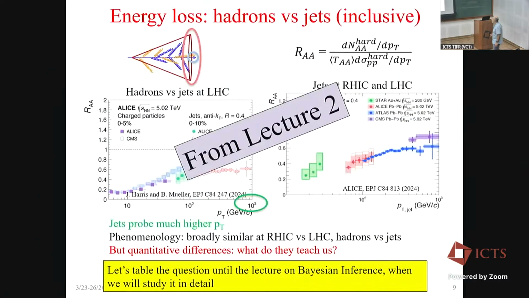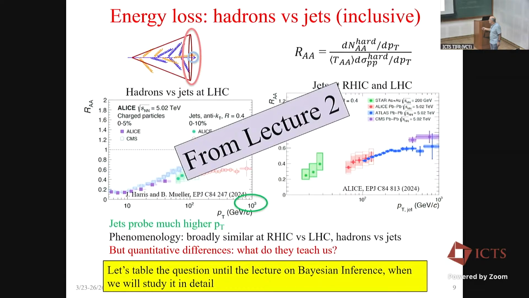So now let me go forward, and now we're going to do something more. This slide is from lecture 2. If you remember, at a certain point I was talking about hadron suppression. Now we add jet reconstruction. I spent some time talking about jet reconstruction and so on. Let's measure jets in the plasma and see what kind of energy loss distributions we get, inclusive jet RAA.